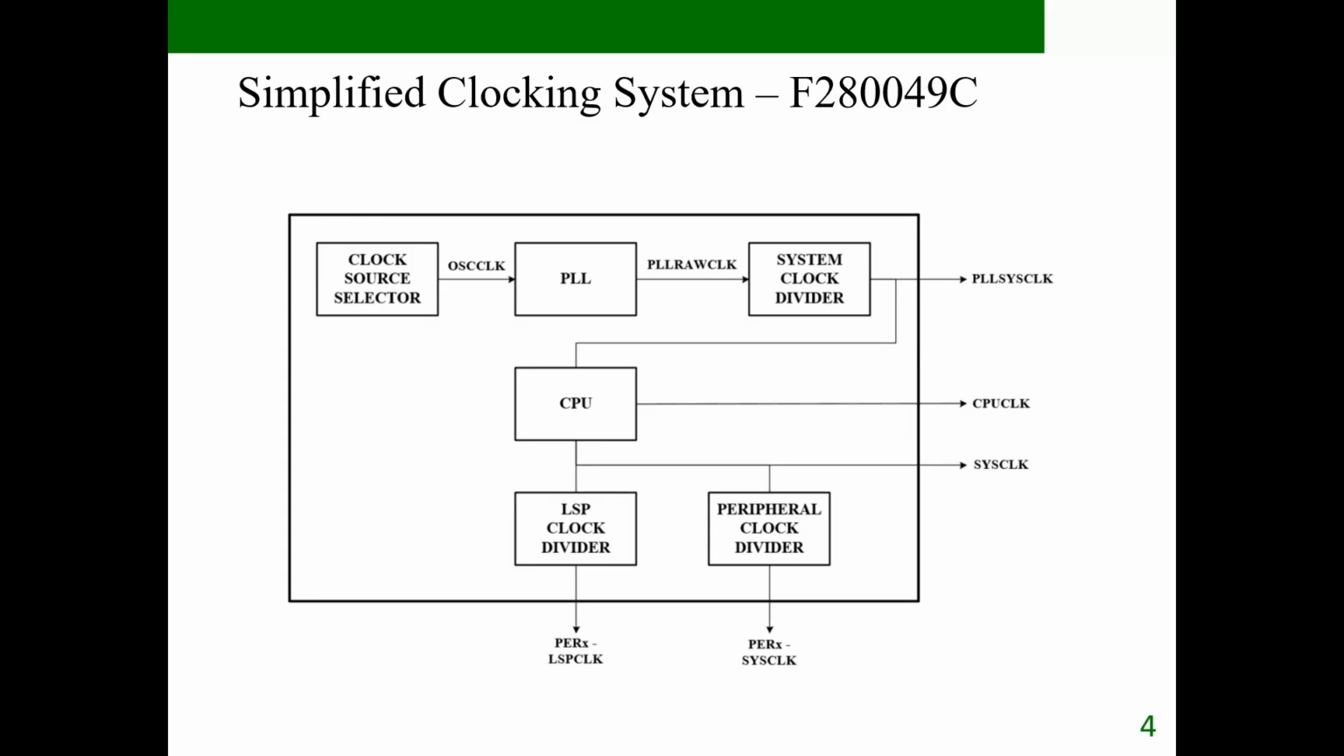Next comes the system clock divider. Even if the PLL produces a higher frequency, the divider ensures that the final system clock does not exceed the maximum device specification of 100 MHz. System clock is then distributed to the CPU and to the peripherals. The CPU usually runs directly at system clock, while peripherals like PWM, ADC, SPI, and UART often use additional dividers to generate their required clock frequencies. On the next slide, we will open up the clock source selector and look at the actual clock sources available.